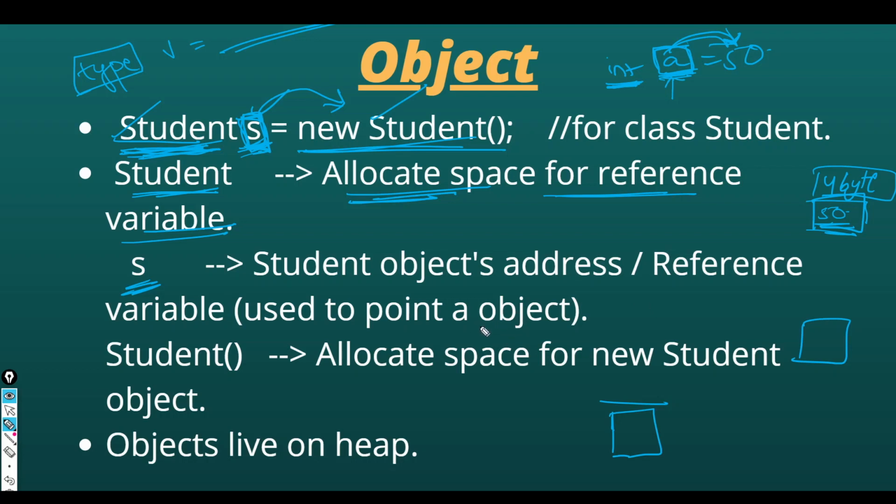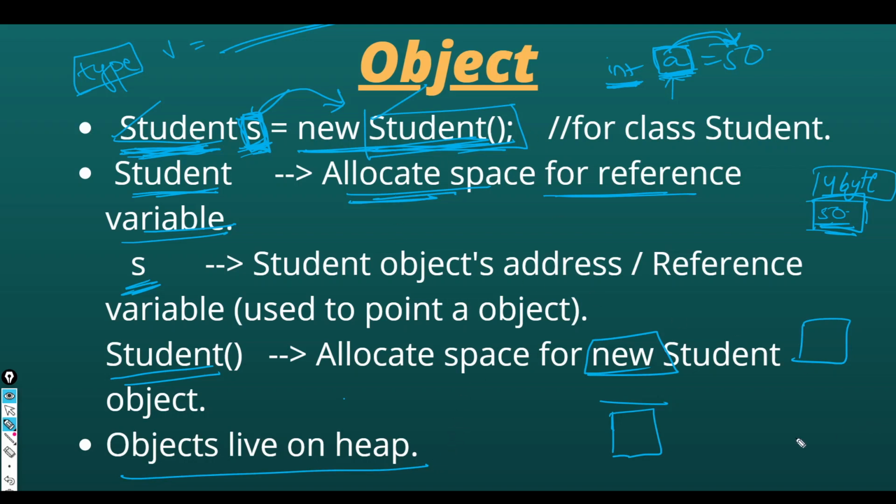Okay, so clear? For now this new Student means it allocates a space for a new Student, which means you are creating a new object of Student. It will be more clear when we deal with the constructor. So if you are confused with this stuff, you don't have to worry about it. It will be more clear when we deal with the constructors. And objects always live on the heap.